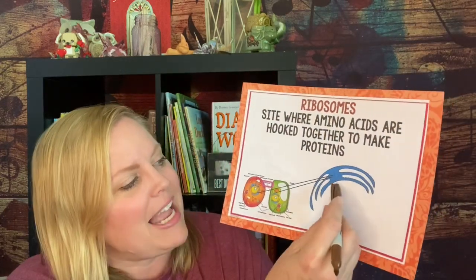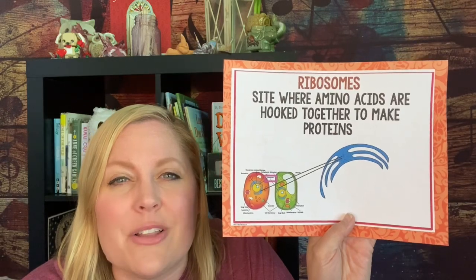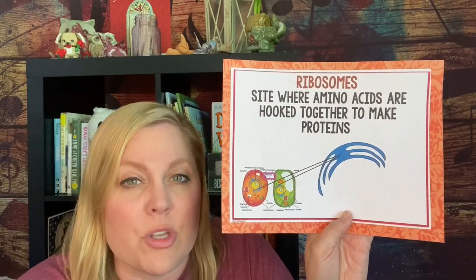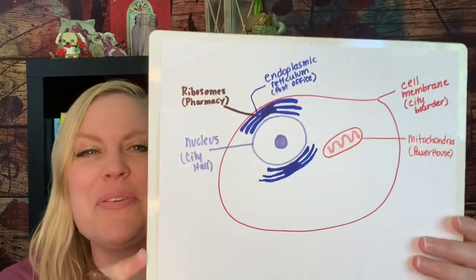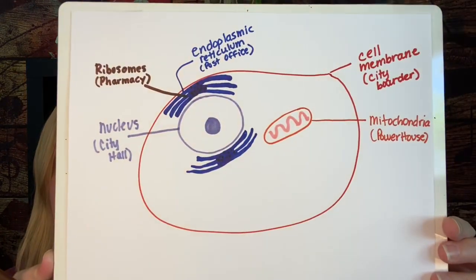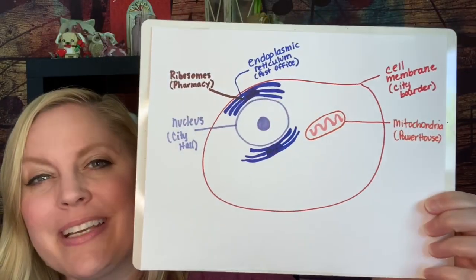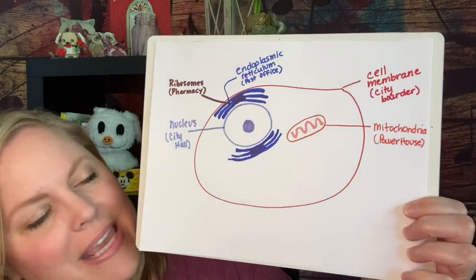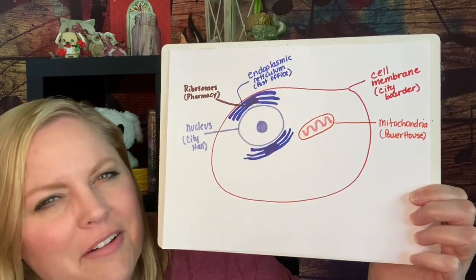You're just going to add some dots within your endoplasmic reticulum, and we'll label those ribosomes. So you can see those dots up close. Okay, here are our ribosomes in the endoplasmic reticulum, making and packaging up those proteins like a pharmacy.